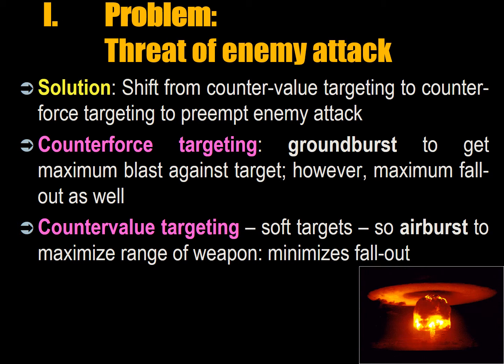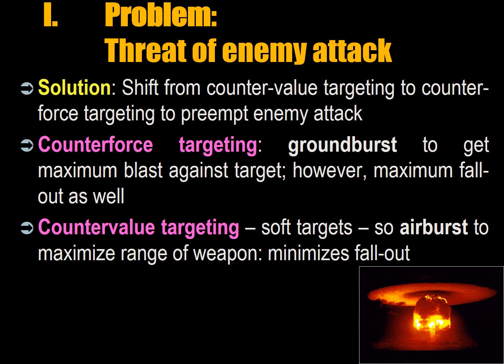Now, counterforce targeting typically consists of groundburst attacks to get maximum blast against the target. However, of course, this also leads to maximum fallout. This plan was first suggested by Robert McNamara, the US Defense Secretary, in 1962. It was proposed because he believed that authoritarian states, like Communist Soviet Union, cared more for their militaries than their cities, because the militaries protected the political party against the population. Counter-value targeting, which is to hit soft targets, civilian targets like cities, is done by using an airburst. And so it minimizes fallout.